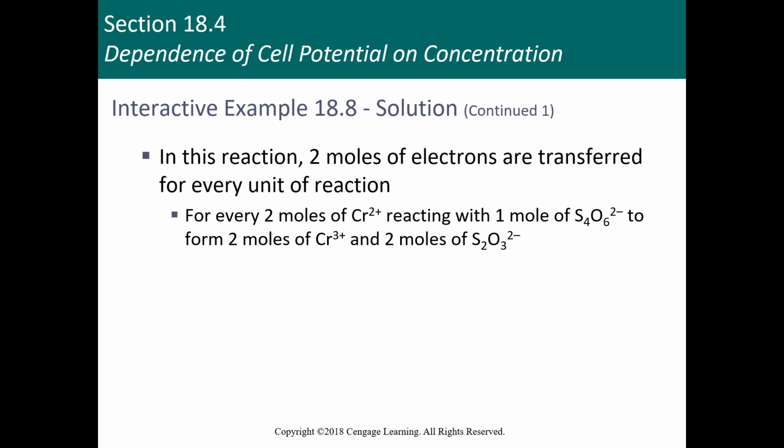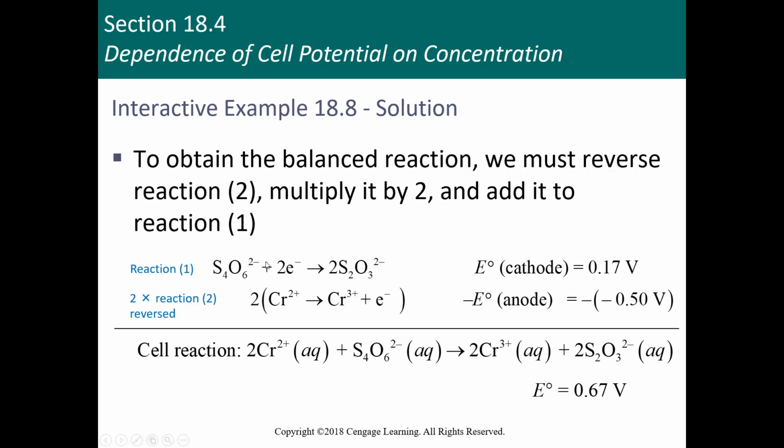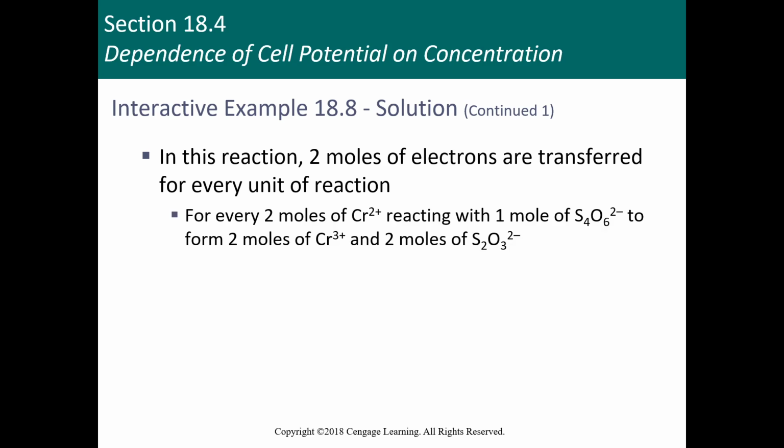Okay, so we have 2 electrons. Again, where do we get that? This number right here. So our 2 electrons is going to be our 2 moles of electrons transferred for each round of this reaction. So for every 2 moles of Cr2+ reacted with 1 mole of this S4O6 2-, that will form 2 moles of Cr3+ and 2 moles of S2O3 2-. To do this reaction, every cycle of this reaction, we have to move 2 moles of electrons.